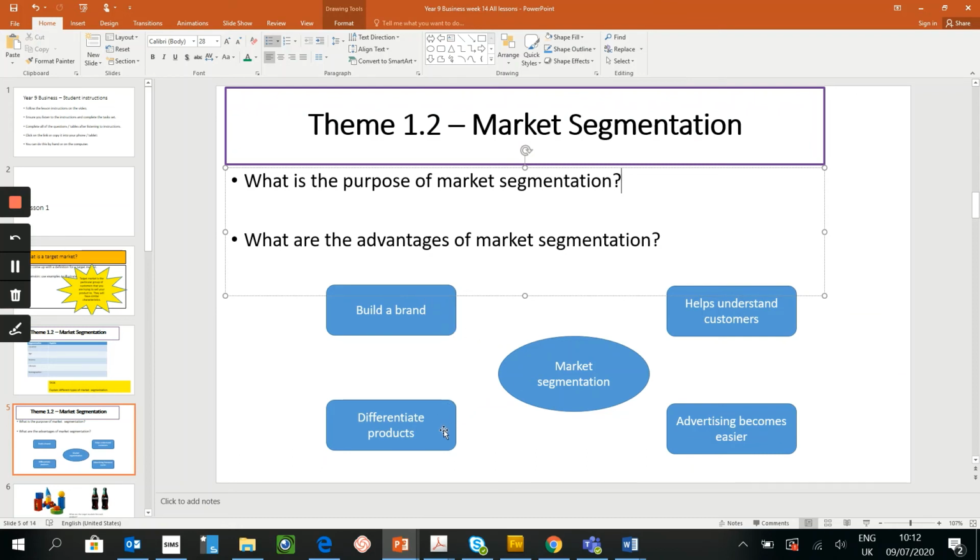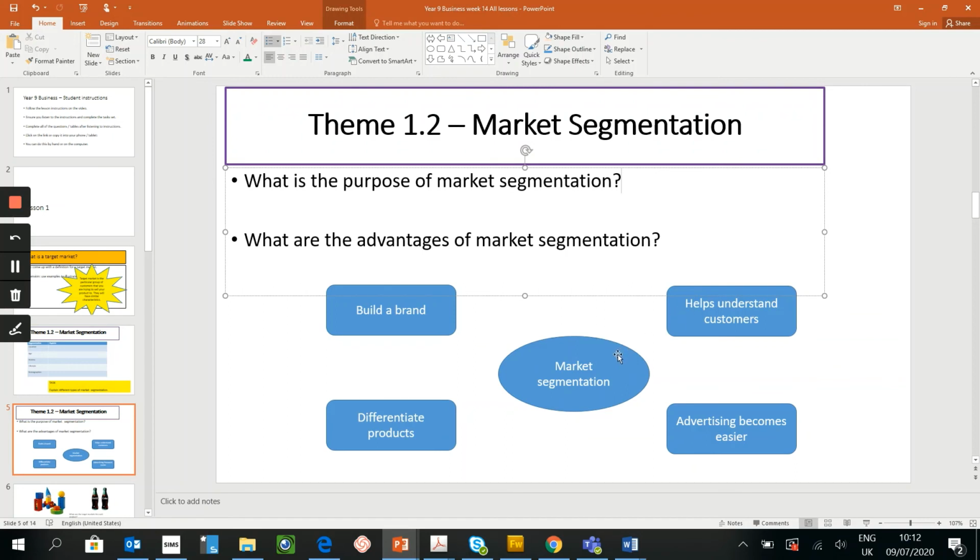Differentiate products, of course, one of the main things here. It's important that you differentiate your products, and you can do that by making sure that your product avoids being in direct competition with other rivals. So if you've targeted a certain group of people, you're selling a similar product, so a luxury brand of pork pies or whatever it might be, again, you are differentiating your product from a competitor's, so it stands out.